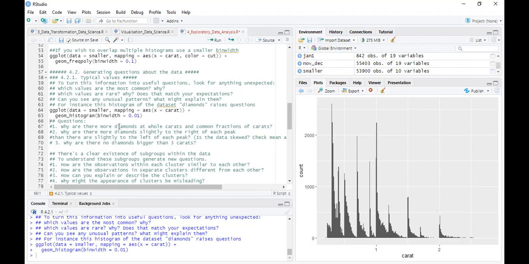So again, that's why there are more diamonds slightly to the right rather than the left. And why are there no diamonds bigger than 3 carats? Now, for those bigger than 3 carats, I may assume that this is not something that's sold, but I could also go on to examine the data, explore the data from the aspect of comparing variables.